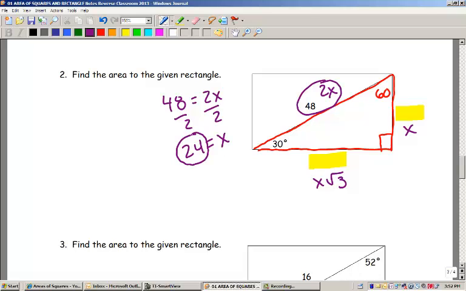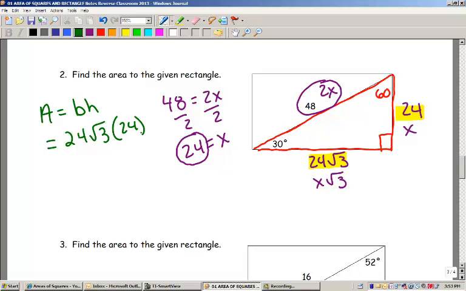So wherever I see an x, I can replace it with 24. This side is just x, this side is 24. This side is x root 3, this side is 24 root 3. So what is the formula for the area of a rectangle? It is base times height. Your base in this case is 24 root 3, and then your height is 24.